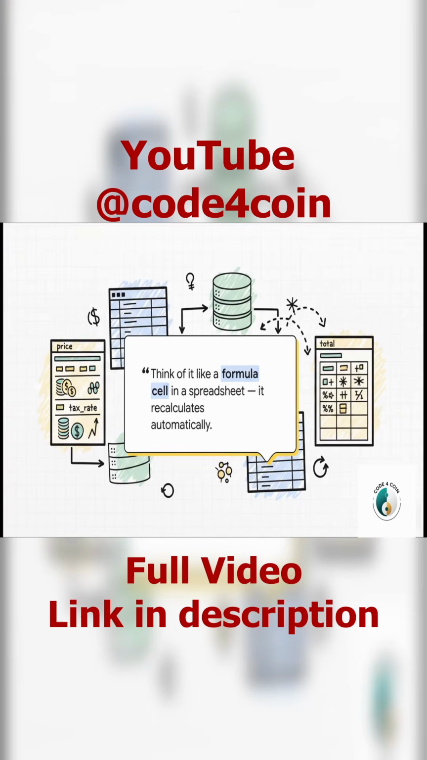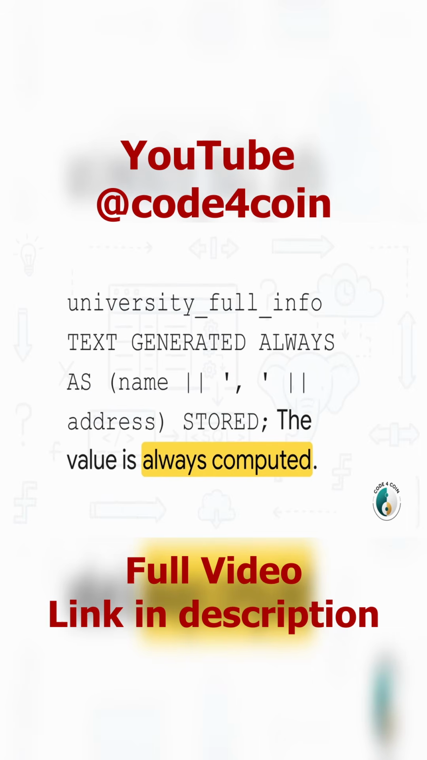And honestly, the best way to wrap your head around this is to think of a spreadsheet. You know how you have a number in cell A2, another in B2, and then in C2 you type a formula like equals A2 plus B2, and it just magically calculates the answer? A generated column is exactly that, but for your database table. It's a living formula. And the syntax is actually pretty easy to read.